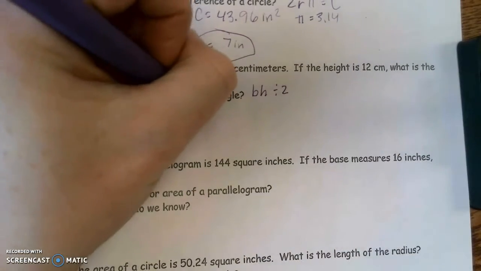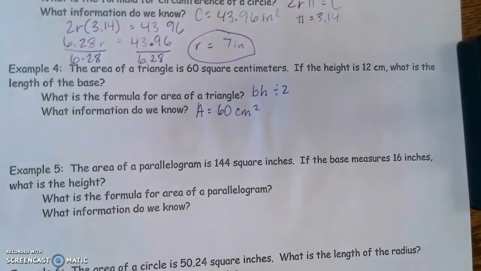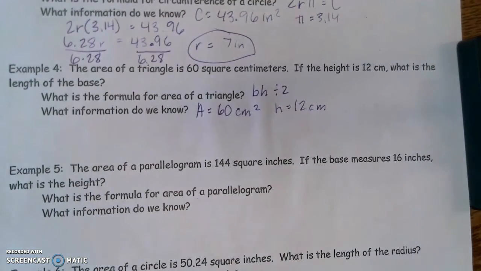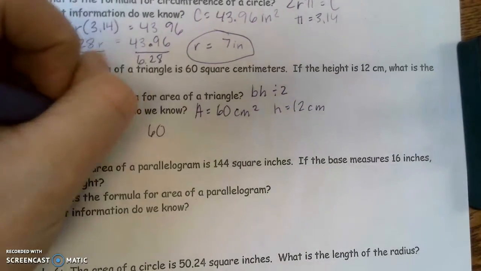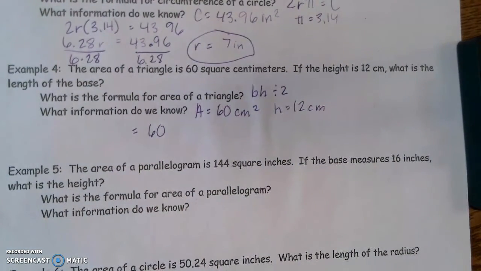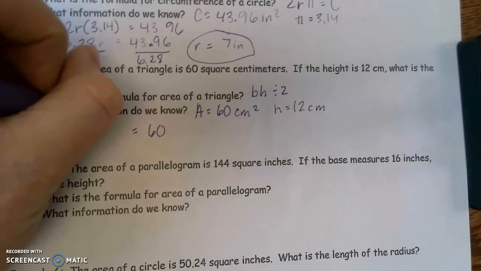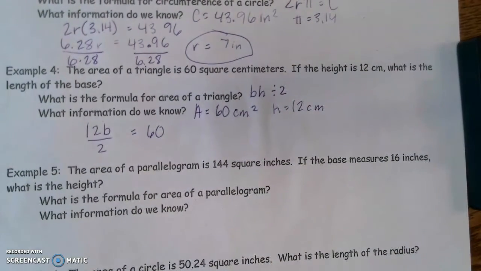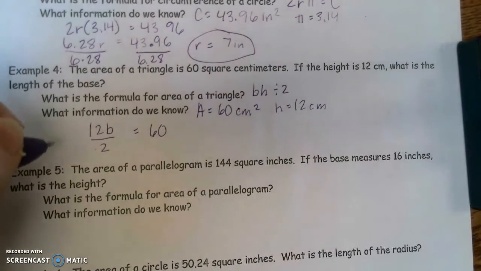So we know that the area of this specific triangle is 60 centimeters square. Okay, and we also know that the height of the triangle is 12 centimeters. Okay, so now I'm going to input everything that I know. And so I know that my area is 60, and I don't know what my base is, but my height is 12, so I have 12b, and then I'm going to divide by 2. Okay, so to simplify this, I am going to do 12 divided by 2, which gives me 6.